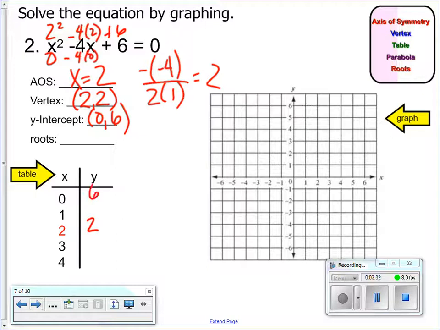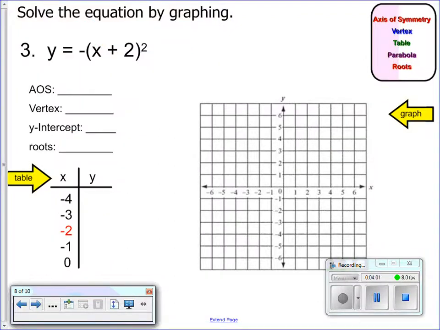If I plug in 0, I get 6. If I plug in 1, I get 3. If I plug in 3, I get 3. And if I plug in 4, I get 6. So graph that at 0, 6, 1, 3, 2, 2, 3, 3, and 4, 6. So my parabola is up here, so my solution is, there is no solution. Empty set.